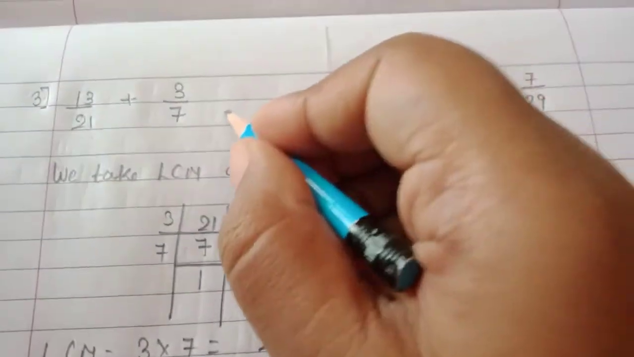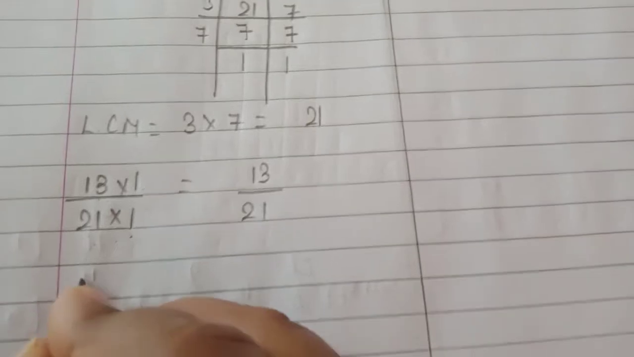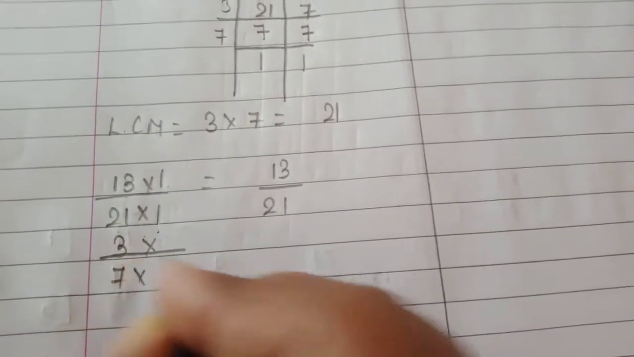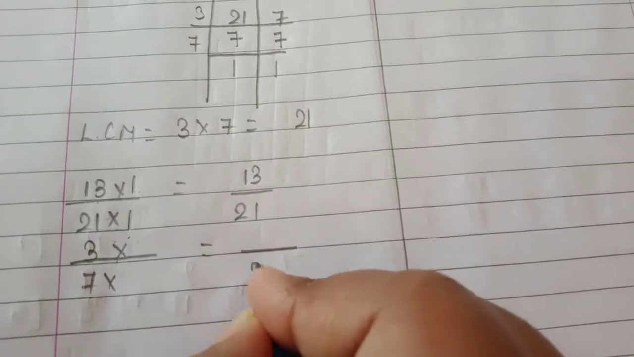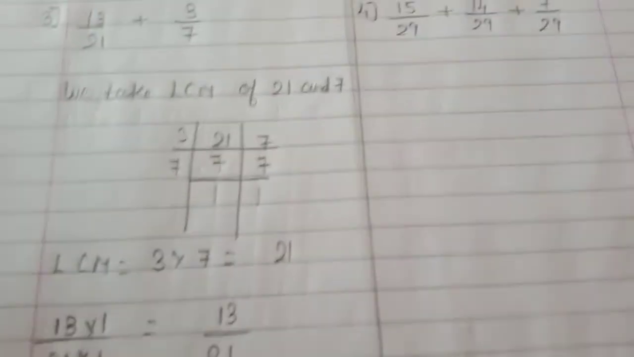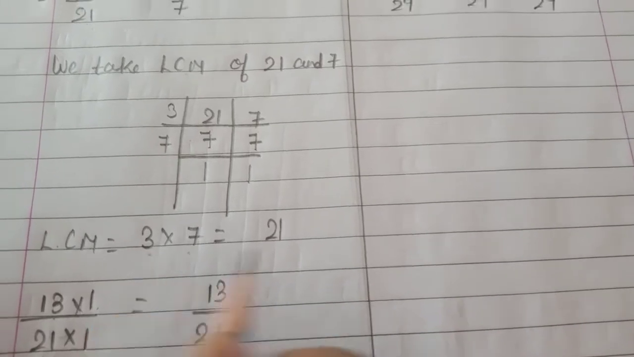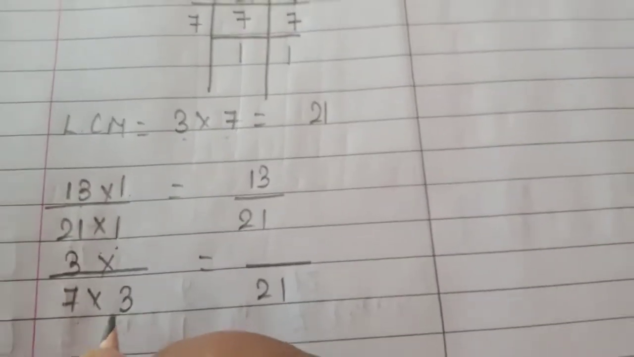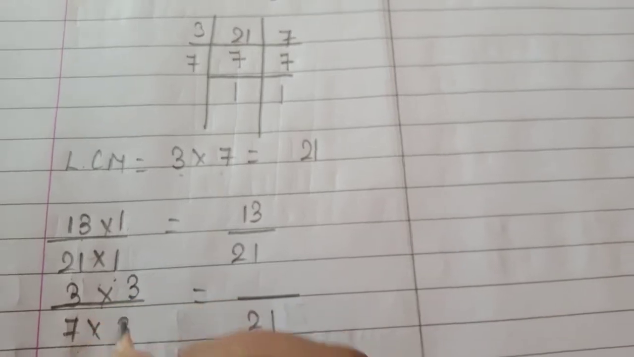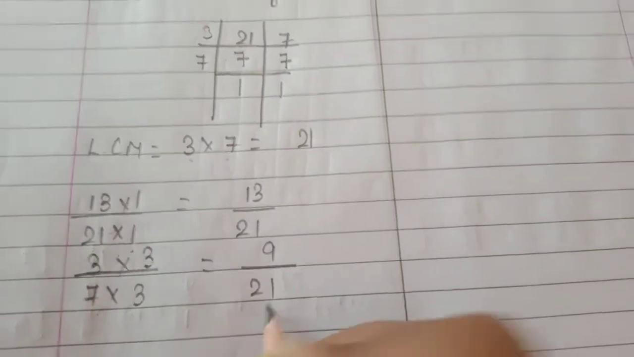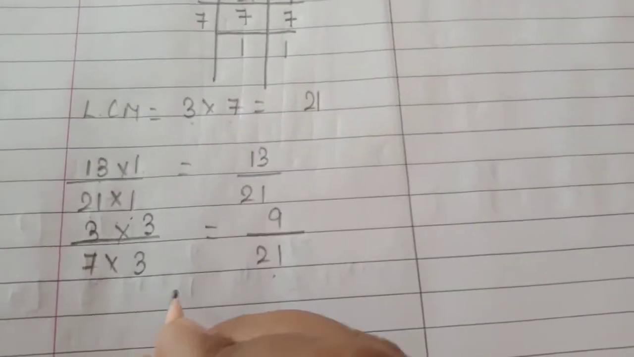Now the second one is 3 upon 7. So we will write here 3 upon 7. We want denominator 21. So here 7 is there. So what will we multiply here? 3, to get 21. So we will multiply 3. In the numerator also we will multiply 3. So 3 3s are 9. So 9 upon 21. Now both the denominators become the same.